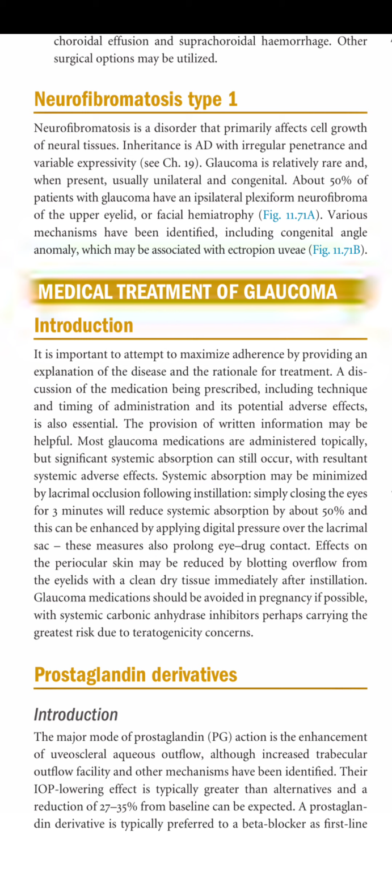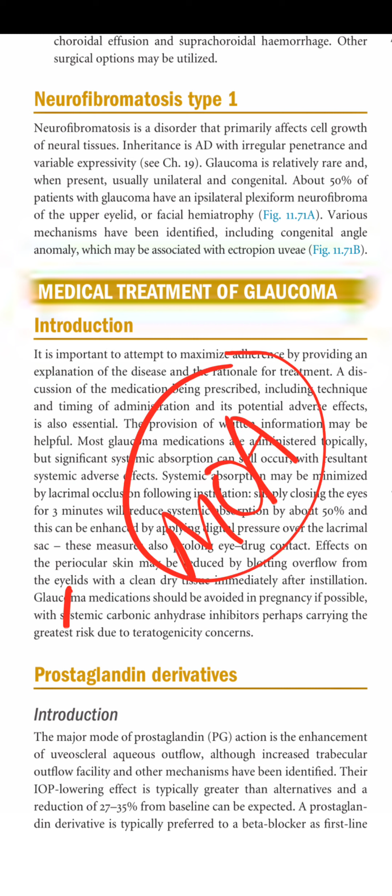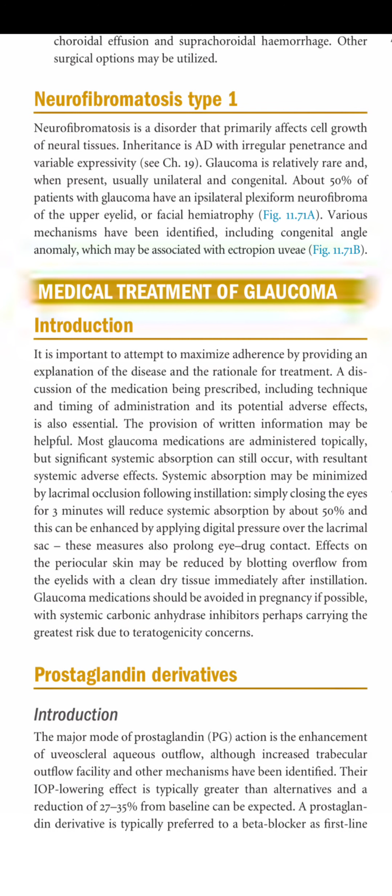So, very important for every medication is that you have to understand the mechanism of action. So basically, the prostaglandins increase the uveoscleral outflow, not the trabecular outflow. Their IOP lowering effect is typically greater than alternatives, and a reduction of 27 to 35% from the baseline can be expected. So, after using prostaglandin drops, you can expect a decrease of up to 35% of the IOP from the baseline.